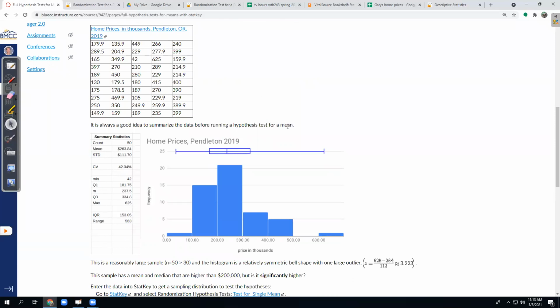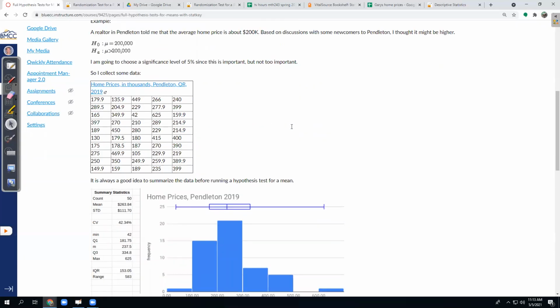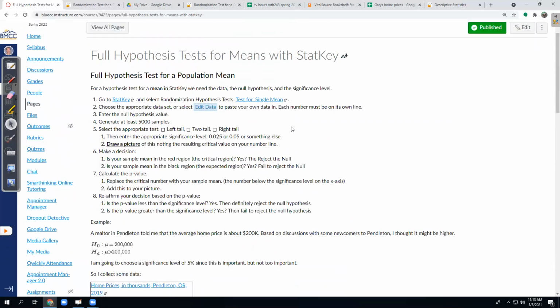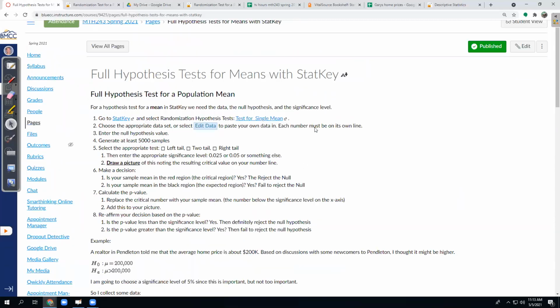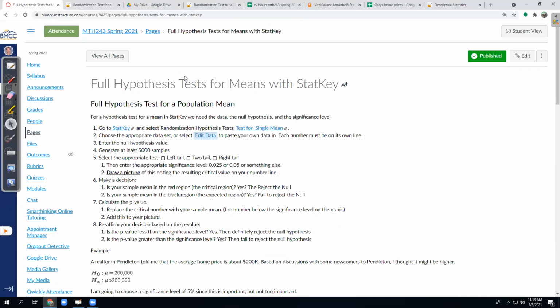Or actually, I recollected data for 2021 to see what's going on, because it looks like housing prices have gone up since the pandemic in rural areas. So I collected some data on that. But that's not really the example I wanted to do. I just wanted to point out that these pages are here.